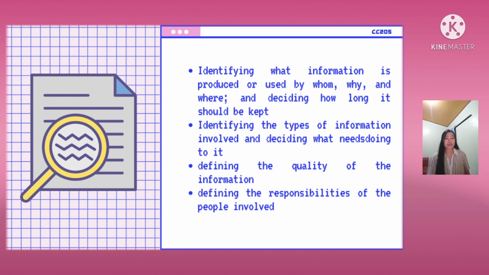The purpose of classifying information is to show clearly what information already exists, for what purpose, and its degree of accessibility. Third, defining the quality of the information. The quality of information does not refer to its value, but to the question of its accuracy, its timeliness, and the appropriateness of its format. Last, defining the responsibilities of the people involved. Good information management comes from the conscious participation of everyone in its use and production.